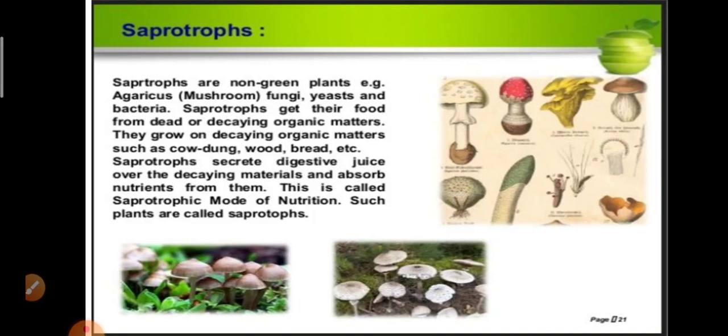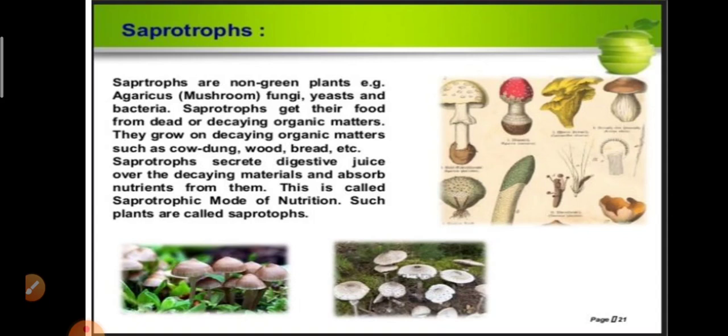Then saprotrophs. Yes, as we have already studied about this. These are non-green plants. For example, Agaricus, that means mushroom, yeast and bacteria. These are some of the saprotrophs. Saprotrophs get their food from dead and decaying organic materials. They grow on decaying organic matter such as cow dung, wood, bread, etc. Saprotrophs secrete digestive juice over the decaying materials and absorb nutrients from them.